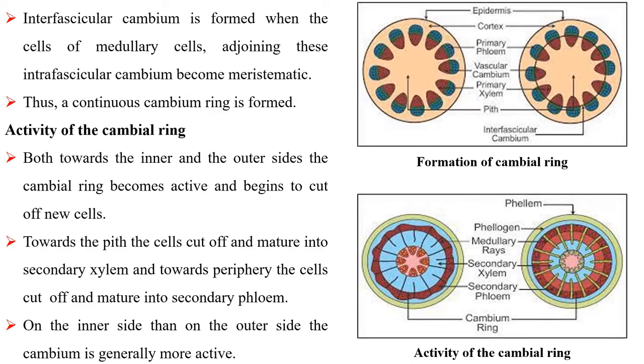Activity of the cambial ring. Both towards the inner and the outer sides, the cambial ring becomes active and begins to cut off new cells. Towards the pith, the cells cut off mature into secondary xylem, and towards the periphery, the cells cut off mature into secondary phloem. On the inner side, the cambium is generally more active than on the outer side.